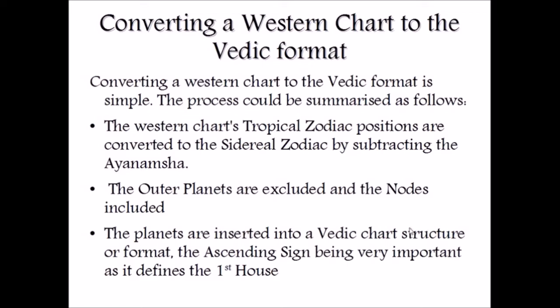Now, the outer planets, Uranus, Neptune, and Pluto, are not normally used in Vedic astrology. Some modern Vedic astrologers, or some Westerners practicing Vedic astrology, may at times integrate the outer planets into the chart, but when they do so, they will never take the outer planets as sign rulers, because, you know, in Western astrology, they believe that Uranus rules Aquarius, Neptune rules Pisces, and Pluto rules Scorpio. If the outer planets are put into the houses they would be likely to fall in the Vedic chart, that's all good and well, but one never takes them as sign rulers.